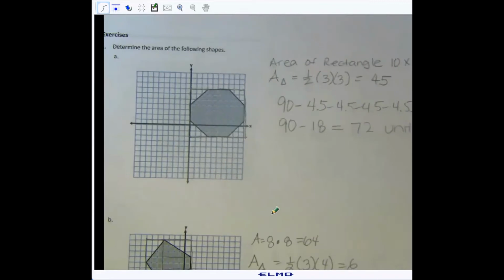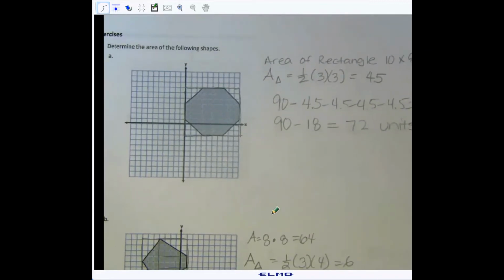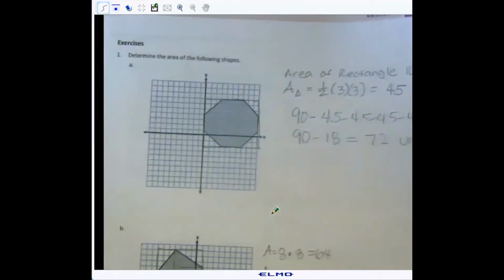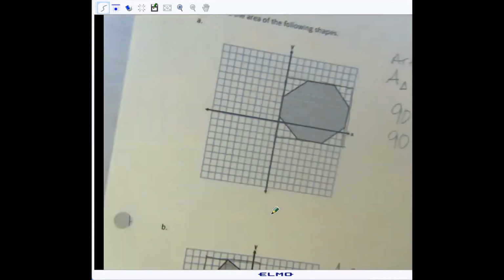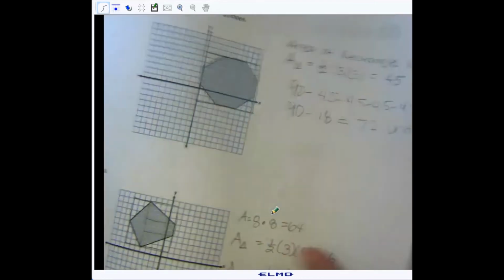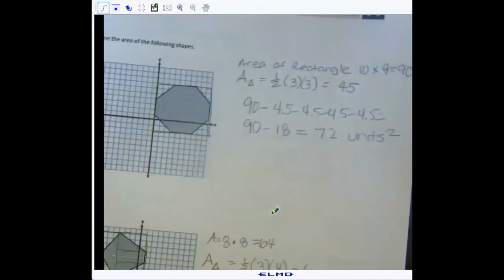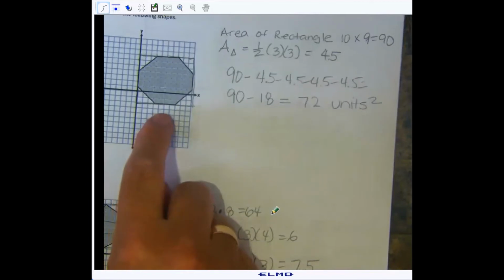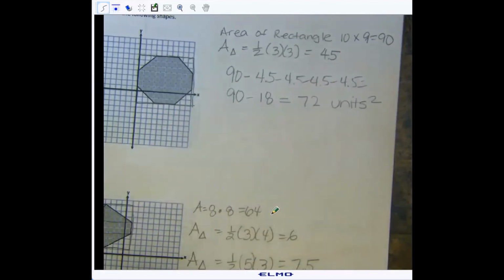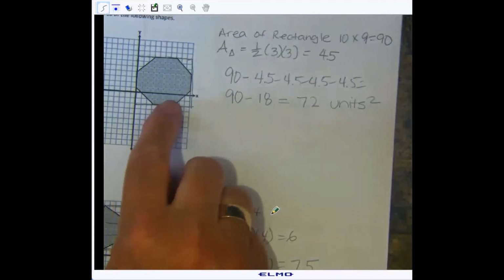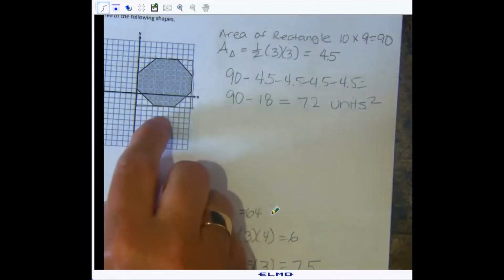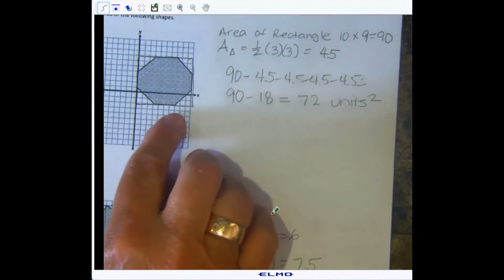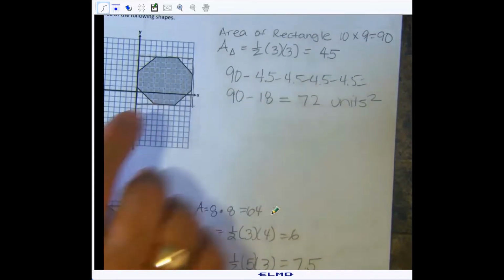All right, so now we're going to determine the area of the following shapes. This is 1A and B, and then we have 2A and B left to do in this lesson. So in 1, it looks like this is a hexagon and that's a pentagon, but I'm just going to go ahead and do the outside rectangle.